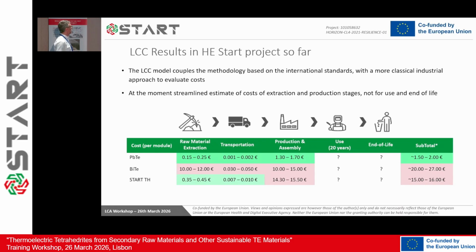But what we can say is that the prospect of the costs of the START thermoelectric devices is that it should be in the range of what the costs of the current commercial alternatives are. So we should be in the range and be able to offer, at least in terms of price. Of course, there has to be a big discussion in terms of efficiency, but in terms of price or cost, we should be in the same range.